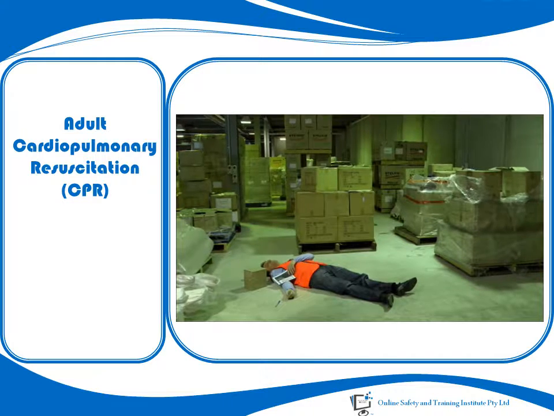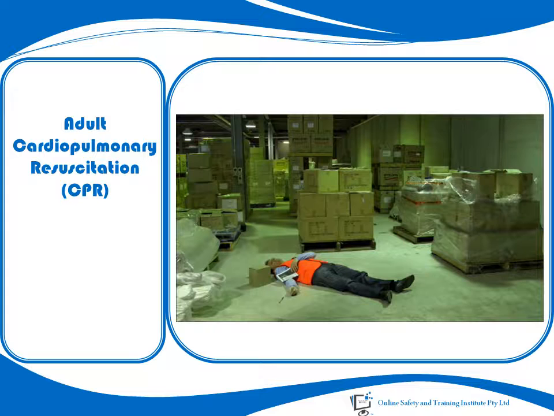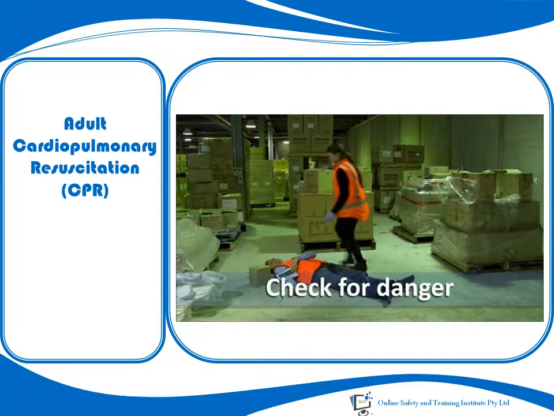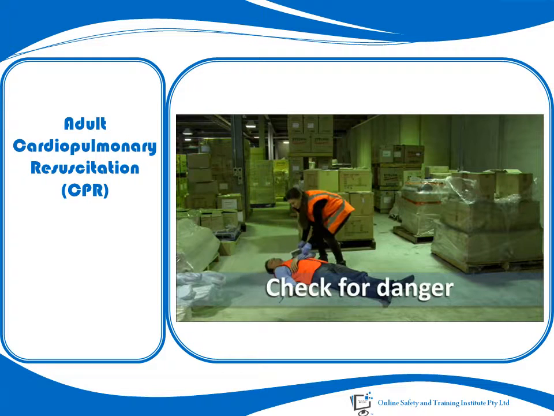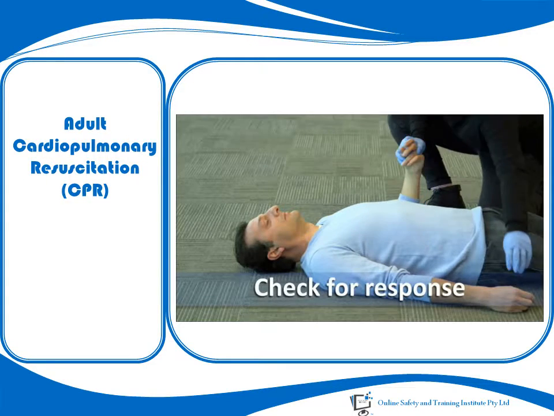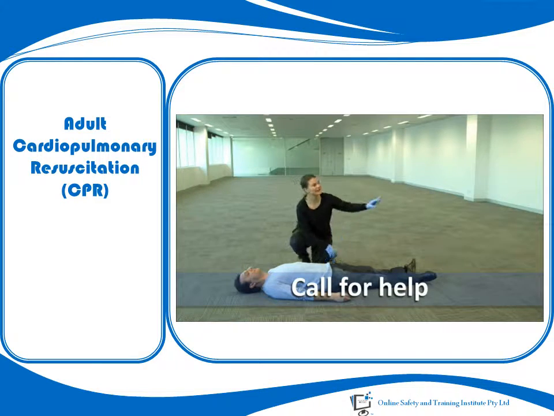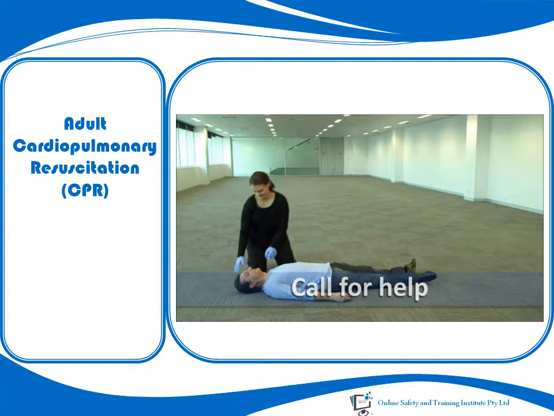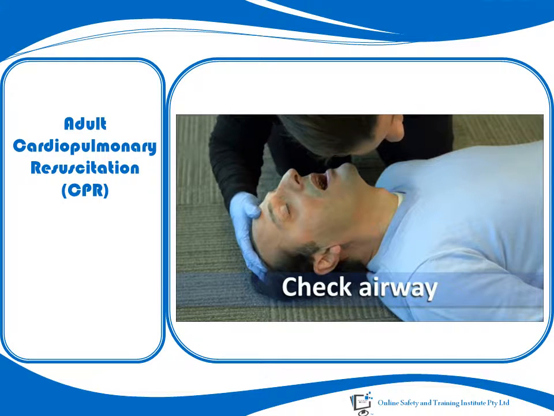Before commencing CPR, the following basic life support steps must always be applied. Check for and continually monitor dangers to the rescuer, other personnel and the casualty. Check for a response by talking to and firmly touching the casualty. Raise an alarm and call for an ambulance straight away. Check that the casualty's airway is clear. Look for signs of an obstructed airway, for example vomit, blood or other obstructions.